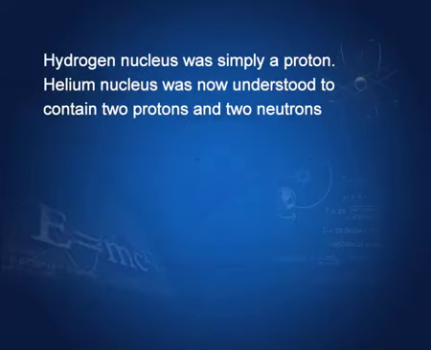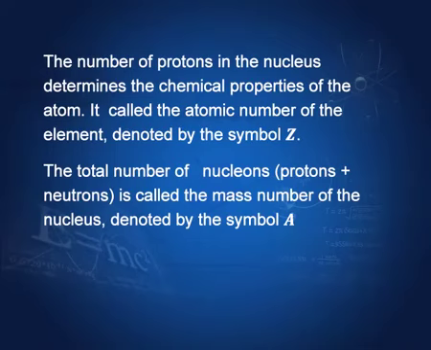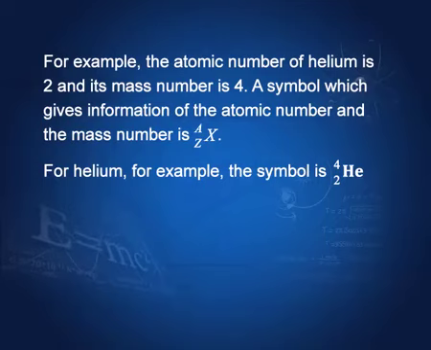The hydrogen nucleus was simply a proton, and the helium nucleus was now understood to contain 2 protons and 2 neutrons. The number of protons in the nucleus determines the chemical properties of the atoms. It is called the atomic number, that is the number of charges, denoted by Z. The total number of nucleons, protons plus neutrons, is called the mass number of the nucleus, denoted by the symbol A. So, we shall have this symbol X with A and Z. A is the mass number, Z is the atomic number. For example, helium is represented as He with 4 as mass number and 2 as the atomic number.